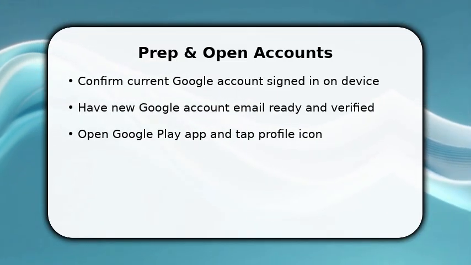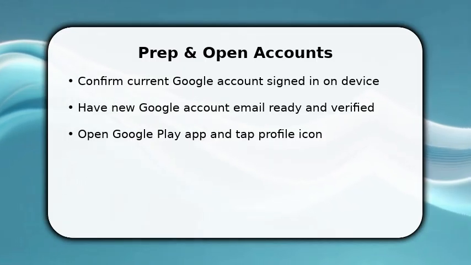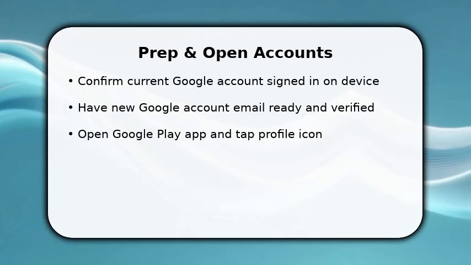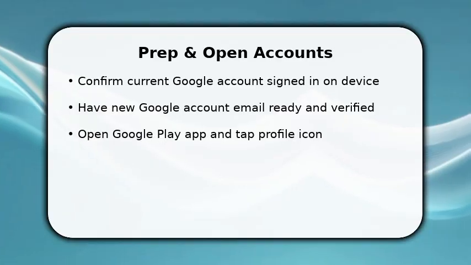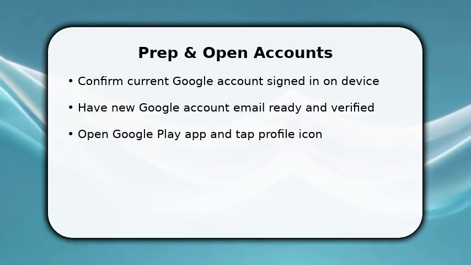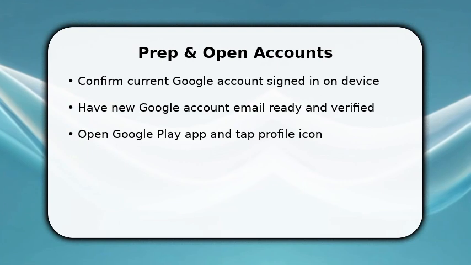Now open the Google Play app and tap the profile icon in the top right corner to access account settings. This first action moves you from preparation into the actual transfer or account switch process. You'll add or switch accounts next.